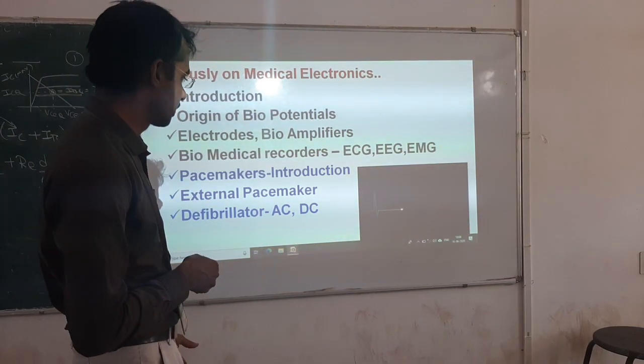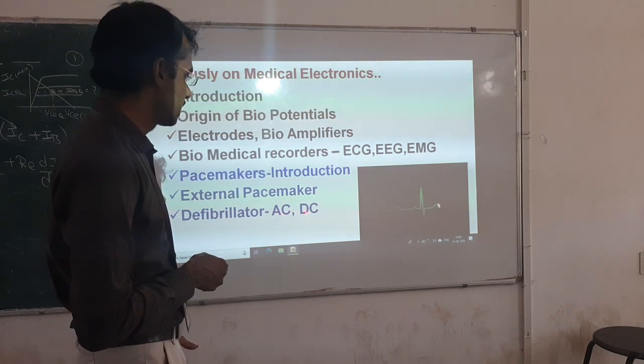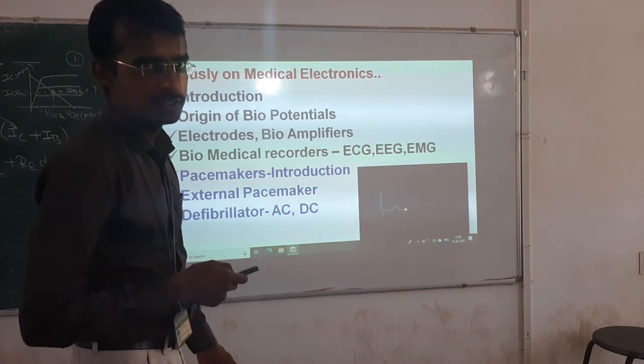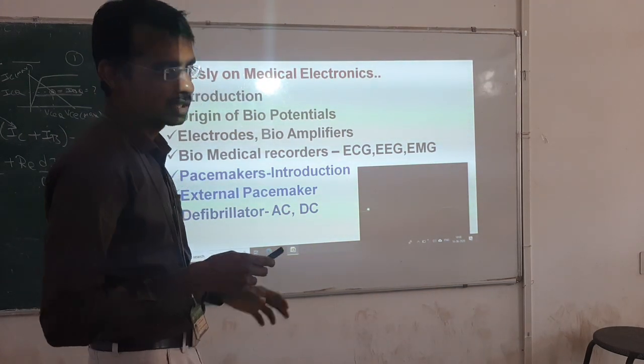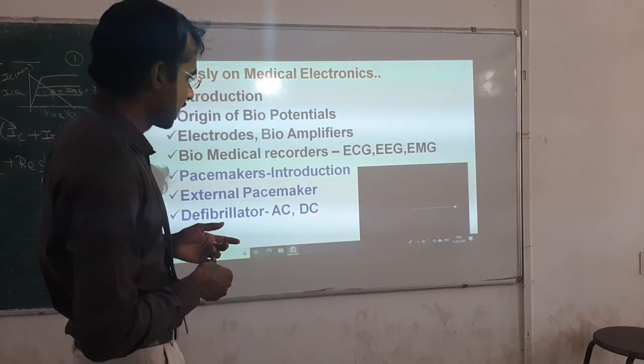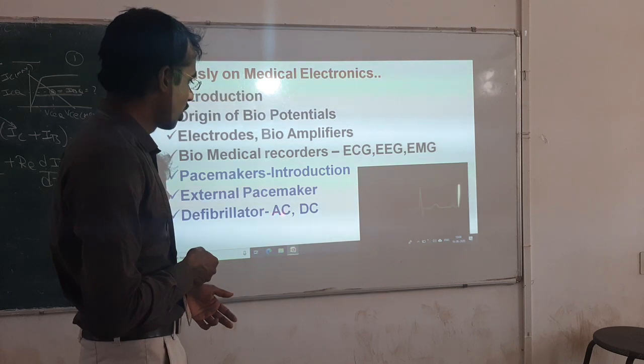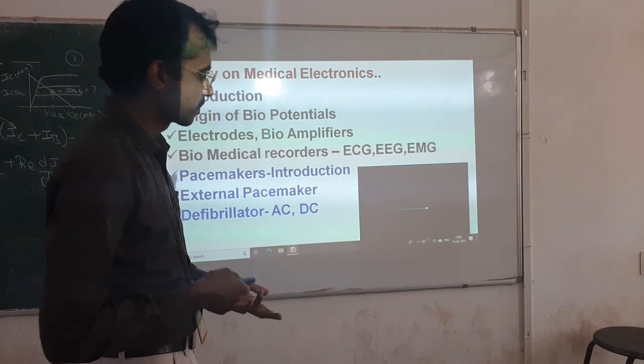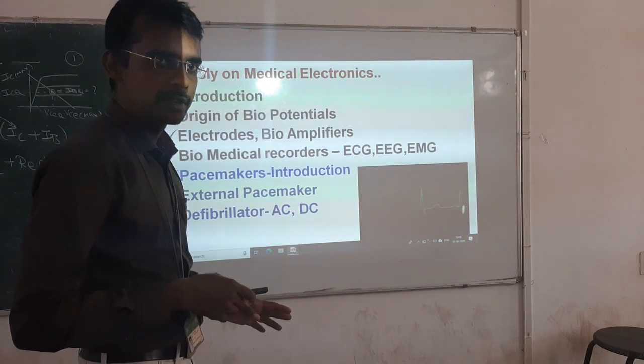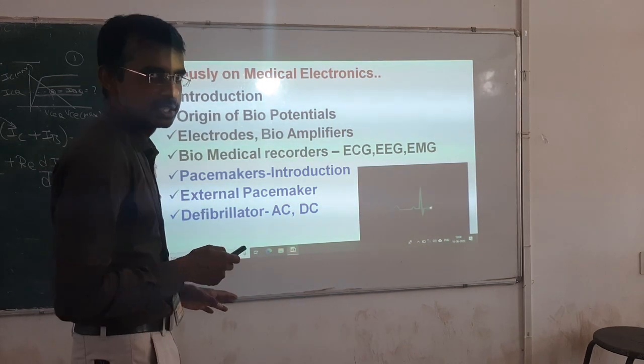There are two types of defibrillators. One is the DC defibrillator and the other one is the AC defibrillator. The only major difference is the operating voltage. If it is a direct current, we call it a DC defibrillator. If you make use of alternating current, it is called an AC defibrillator. Both have their advantages and disadvantages. We have seen it yesterday, right?